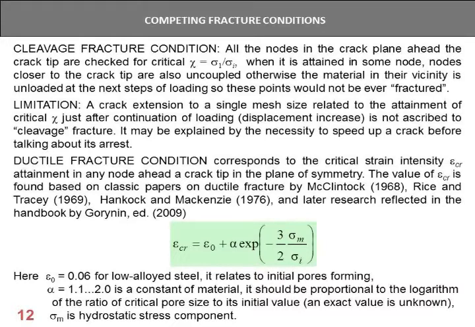Ductile fracture condition corresponds to the attainment of a critical strain intensity in any node ahead of the crack tip in the plane of symmetry. The critical strain intensity may be found from the classical formula, including the initial strain of pores forming, a constant alpha proportional to the logarithm of the ratio of critical pore size to its initial value, and the hydrostatic stress component sigma m.